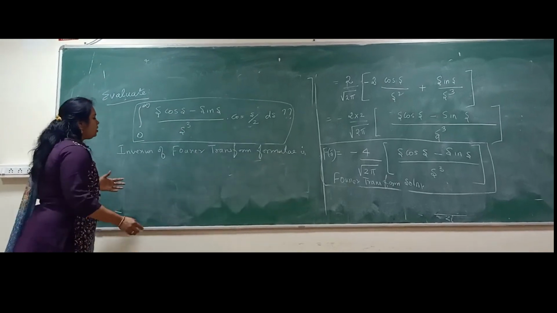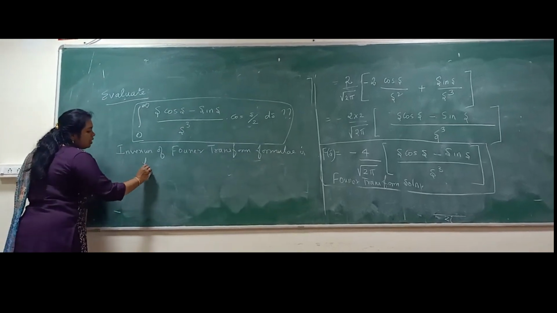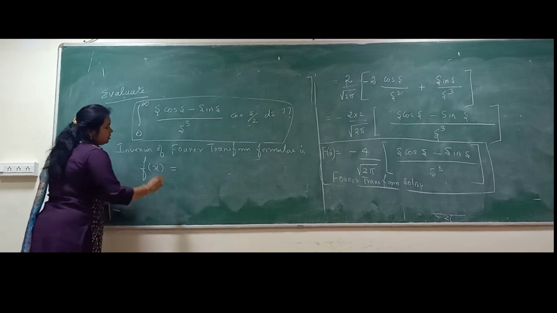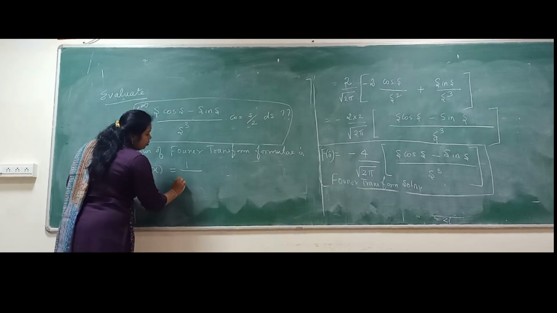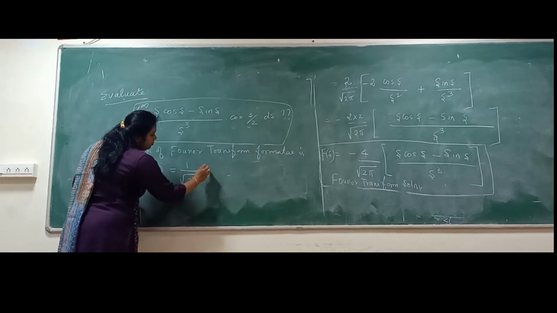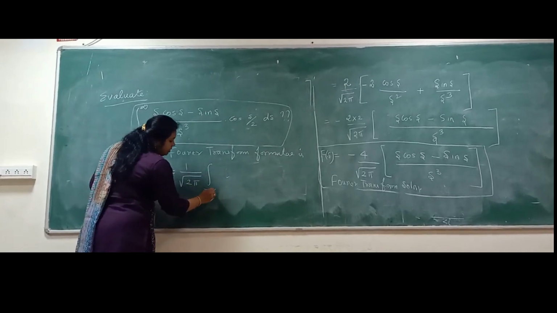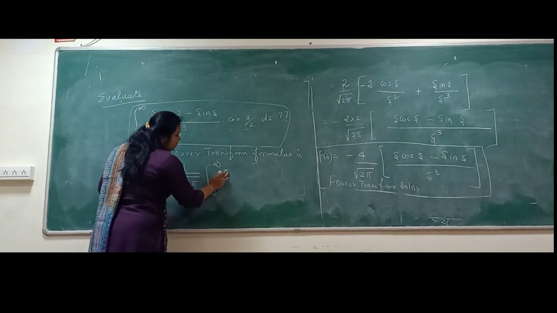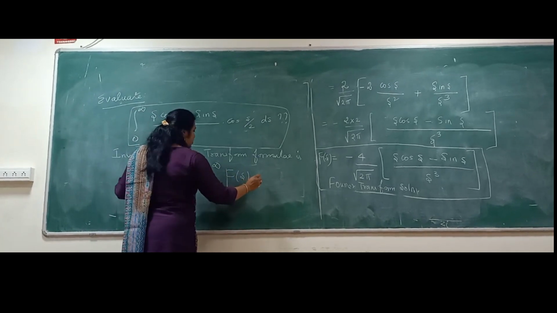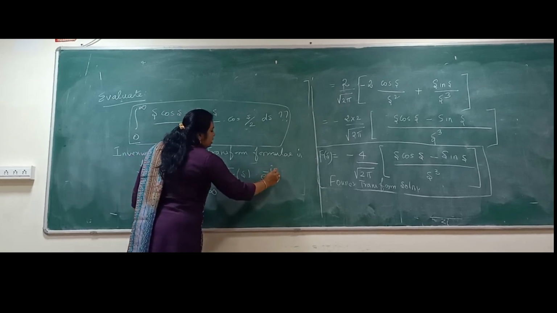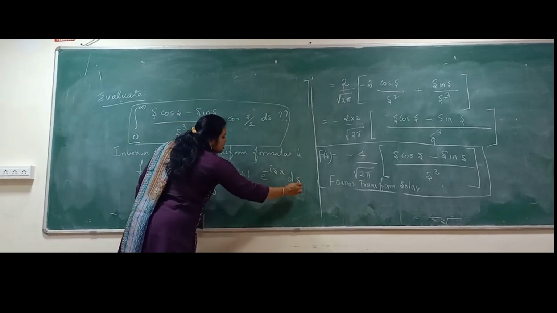So all of you know the inversion will be small f of x. The small f of x is 1 by root of 2 pi, integration limit is always from minus infinity to plus infinity, capital F of s into e power minus isx ds.